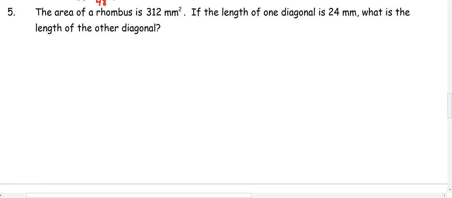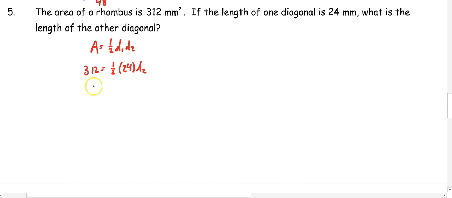Number 5, the area of a rhombus is 312 millimeters squared. If the length of one diagonal is 24 millimeters, what's the length of the other? So remember that the area of a rhombus is equal to 1/2 diagonal 1 times diagonal 2. So we have 312 is equal to 1/2 times 24 times the other diagonal.